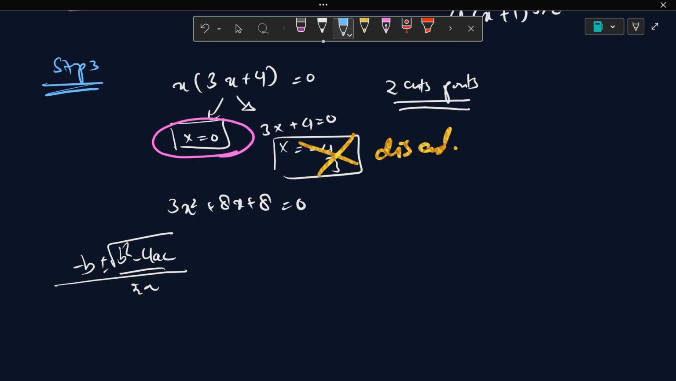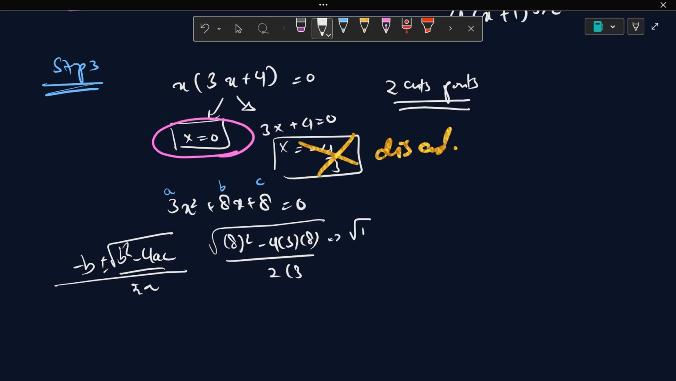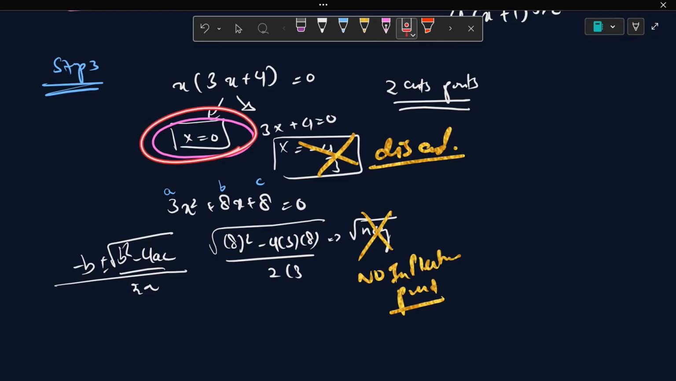So here your a in this case is this one, b in this case is this one, and c in this case is this one. So you just go ahead and plug into the formula. So you're gonna get 8 squared, minus 4 times 3 times 8, divided by 2 times 3. So here, as you guys can see, the square root gives you a positive and negative number, but in this case the value under the square root ends up being a negative number, and the square root of a negative number doesn't exist, that gives you a math error. So that basically means you have no inflection points. Okay, so no inflection point, and this one is discarded. So your only answer for step 3 is x equals 0.